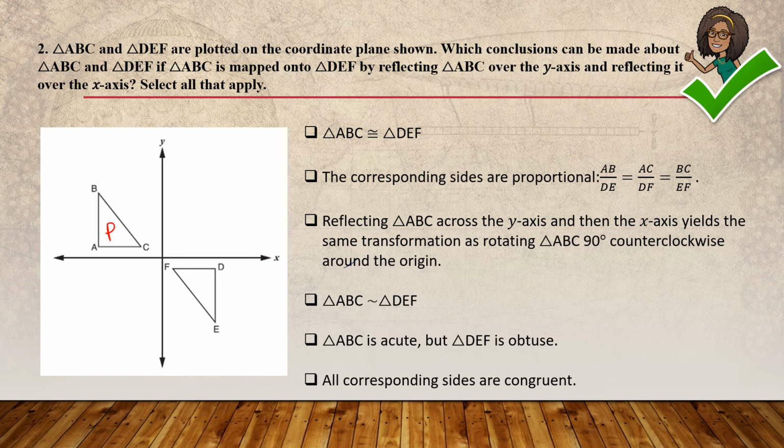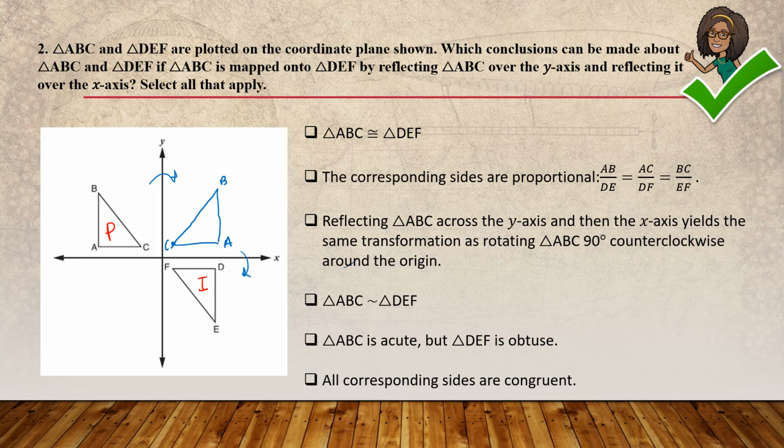So based on the information that's been given, we see that ABC is being mapped onto DEF. So that means this is a pre-image and this is our image. And we are reflecting ABC over the y-axis. So if I'm reflecting over the y, that means we have ABC looking something like this, where C is here, B is here, and A is here. That's the reflection over the y. And now we're going to reflect over the x. So that means A maps onto D, B maps onto E, and C maps onto F. So that's our transformation.